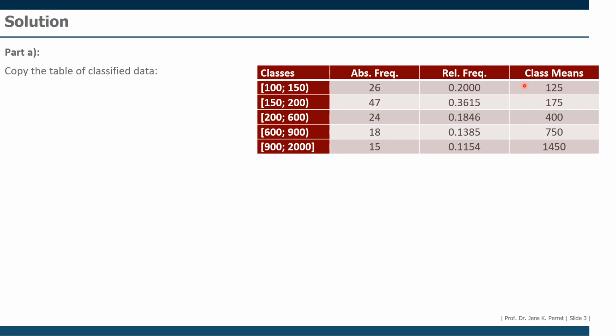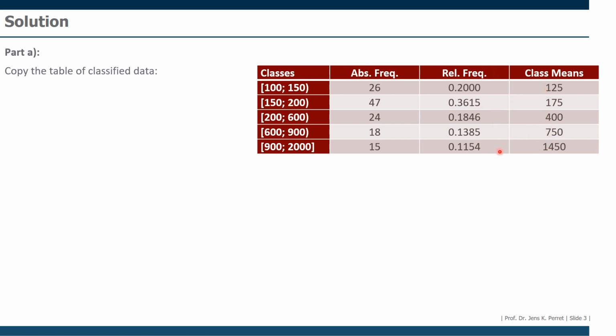What do I mean by class means? Class mean, that's the value in the middle between lower and upper bound. So here the value exactly between 100 and 150 is 125. The value exactly between 150 and 200 is 175. So I could simply add those two divided by 2, giving me all these values.